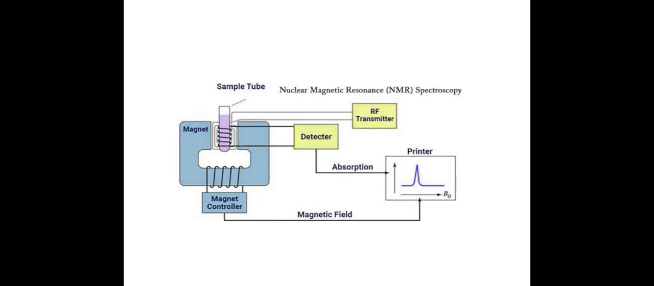Magnet is there, sample tube will be inserted into that, magnet controller, detector, RF transmitter, absorption, magnetic field, and printer.